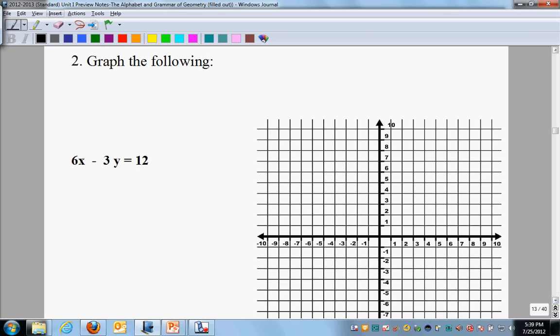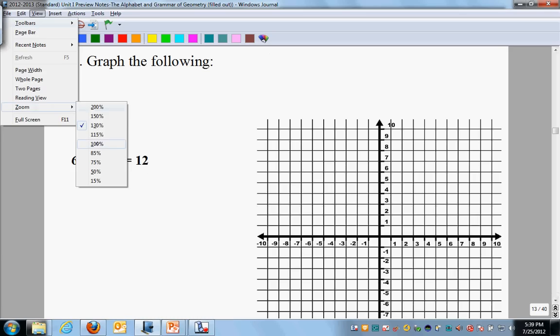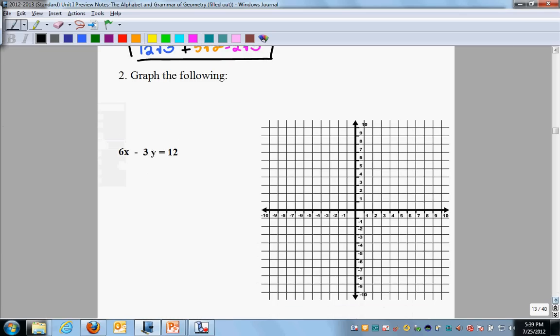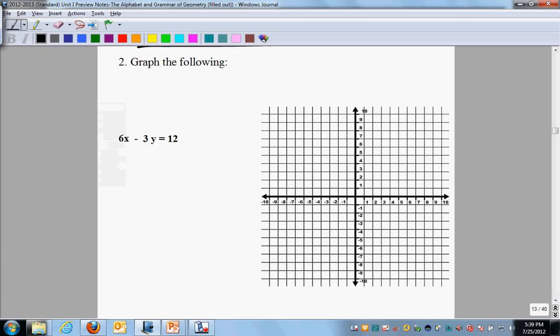We're going to graph the following. There's 2 ways you can graph this, using intercepts or y equals mx plus b. I'm going to use intercepts, which means for the x-intercept, y is 0, x will be something. For the y-intercept, x is 0 and y will be something. So to think of this mentally, if we put a 0 in the y here, we say goodbye to this whole term. So we have 6x equals 12.